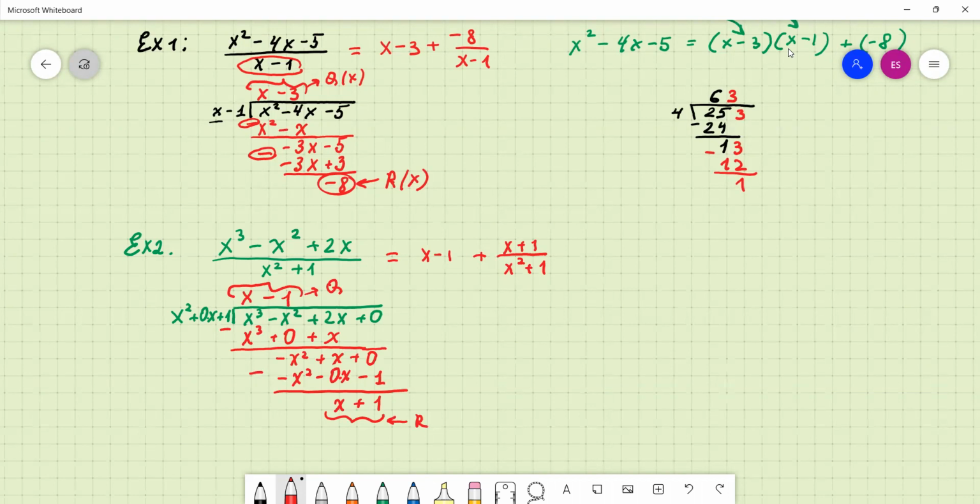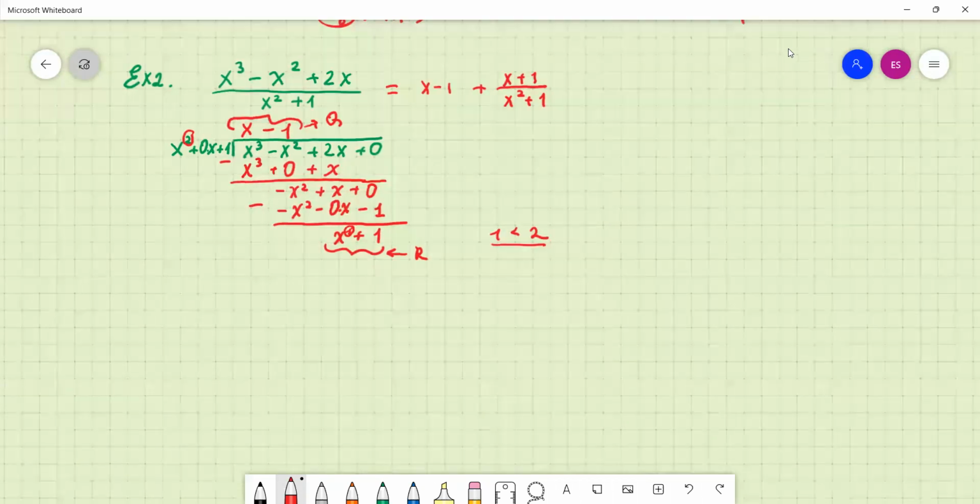For example, the degree here is 1, and 1 is less than 2, which is over here, right? And this is like 1 over here. So you start thinking that this is the remainder. I'm going to ask you to solve something for me. So some self-work.